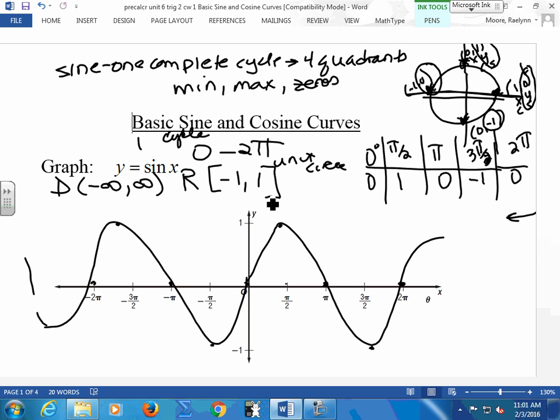The largest sine I can get is a 1. Remember, your 30 has a half. Your 60 has a radical 3 over 2, 0.866. They're all between negative 1 and positive 1.